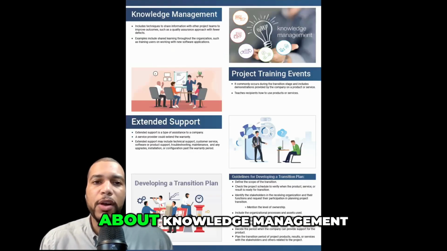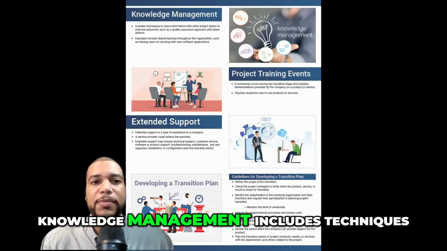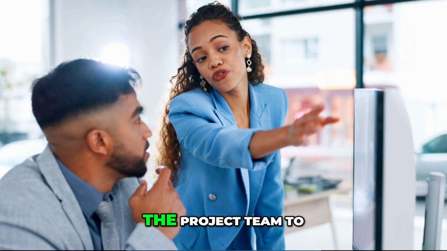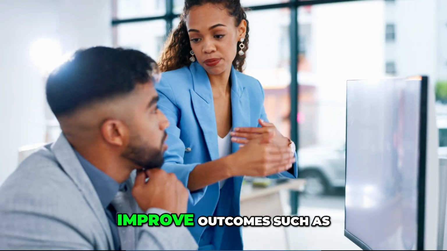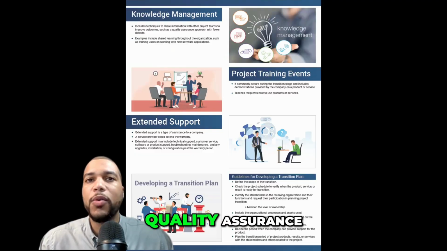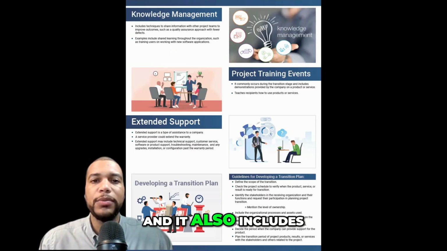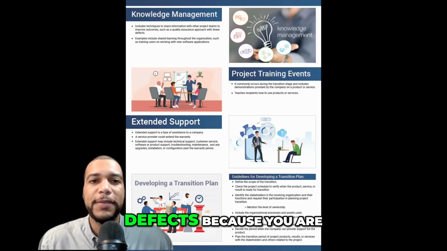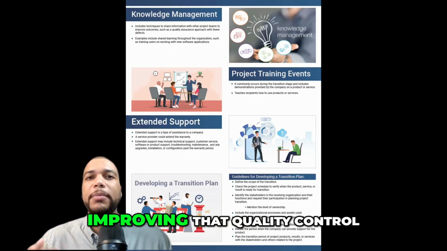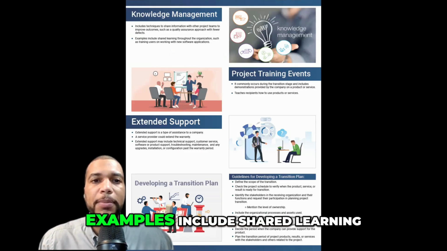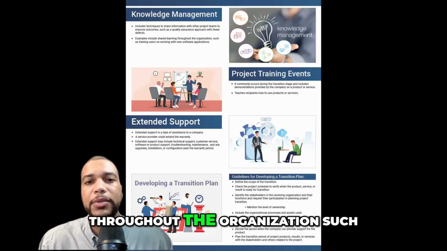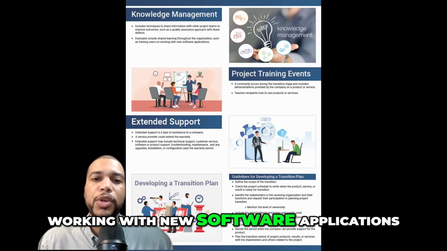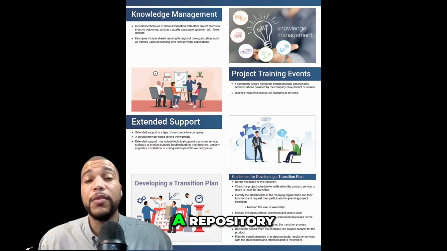We're also going to talk about knowledge management. Knowledge management includes techniques to share information with the project team to improve outcomes such as quality assurance, and it also includes fewer defects. It has fewer defects because you are improving that quality control. Examples include shared learning throughout the organization, such as training users on working with new software applications. It could also be a repository.